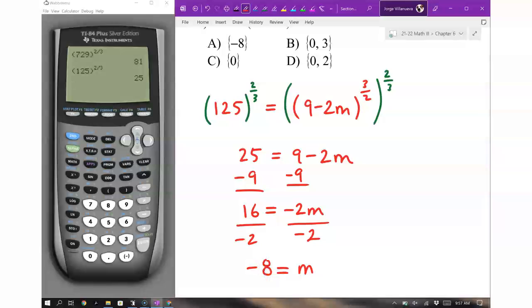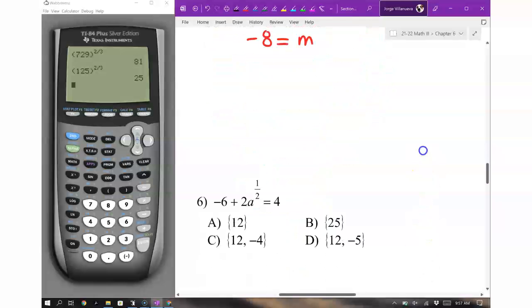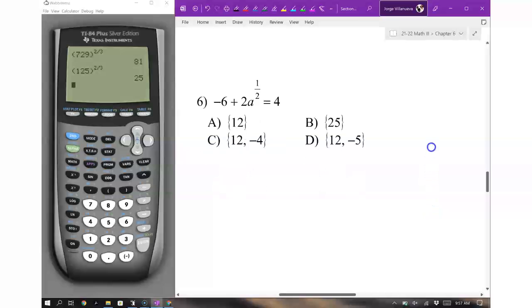So the whole trick to this lesson is getting rid of that fractional power. Once you get rid of it, then it just becomes like a normal algebra solving problem, right? The stuff you learned in the very beginning of your algebra class. But we got to get rid of that power that is a fraction. So check out number 6.